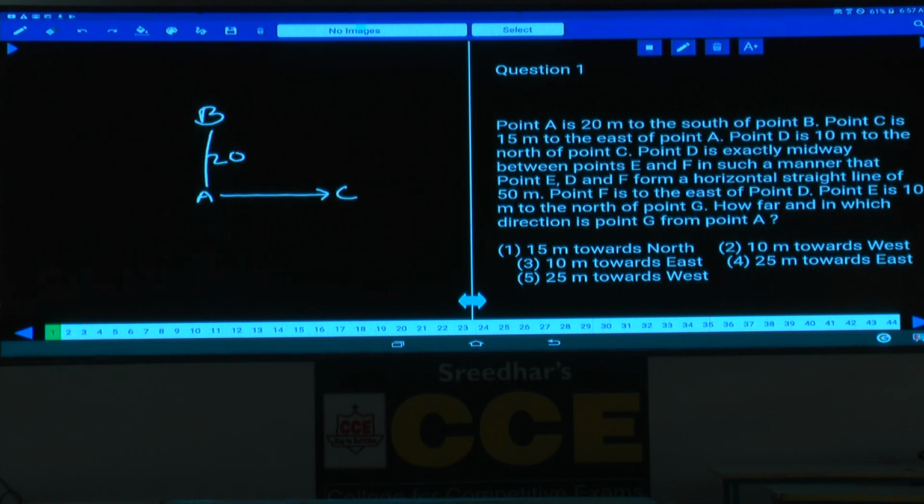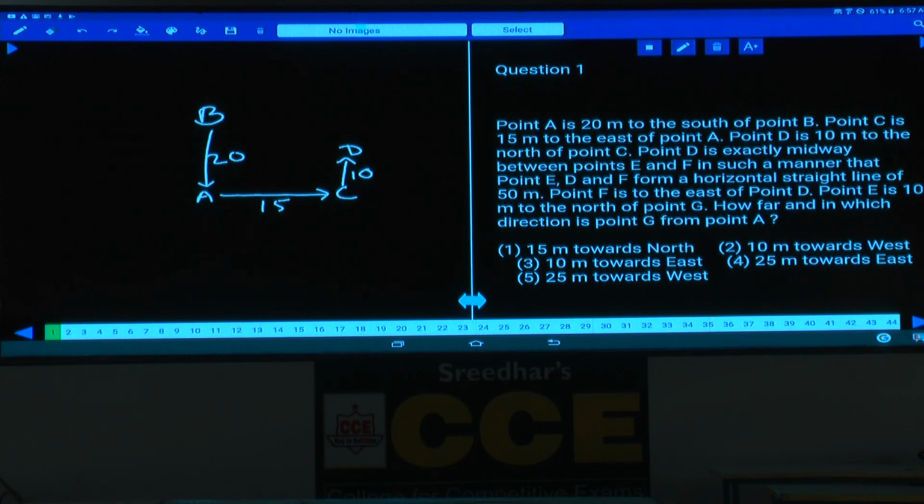Now this C is how many meters? 15 meters to the east of A. Point D is 10 meters to the north of C. D is just 10 meters to the north of C. That means, no, sorry, A and B the distance is 20. Now this is a vertical distance. And C and D here the distance is only 10.